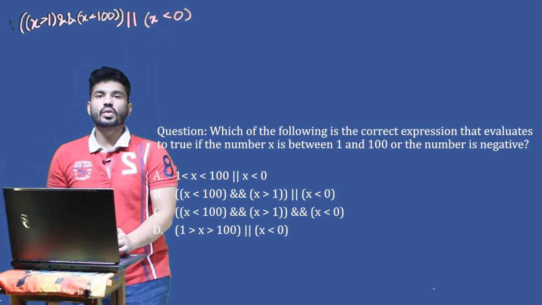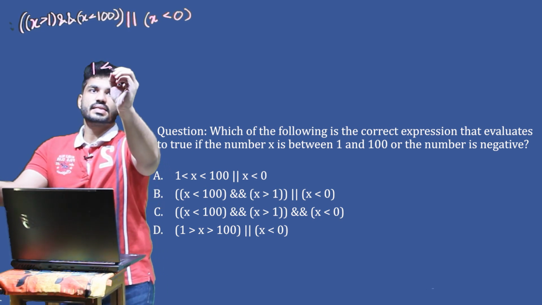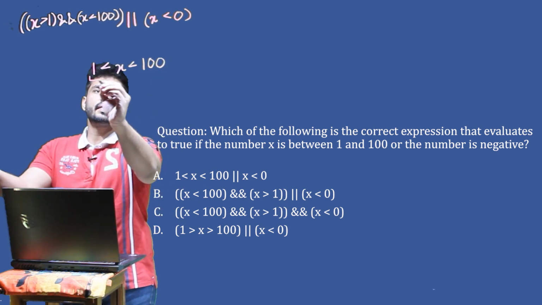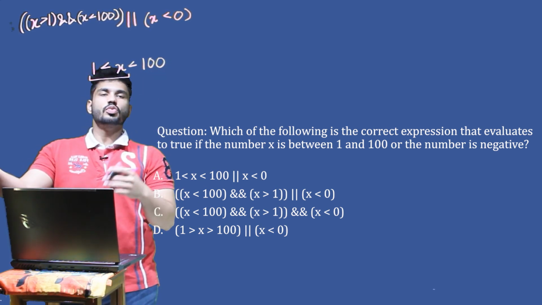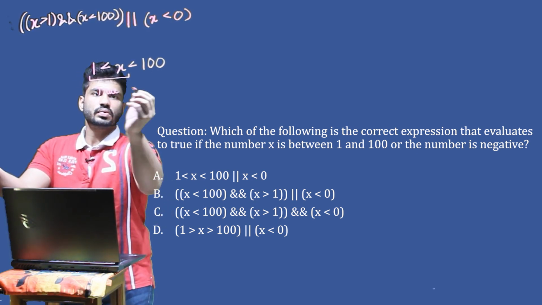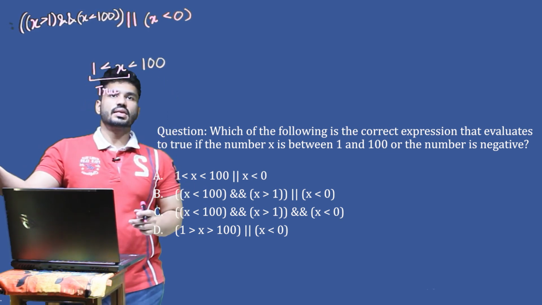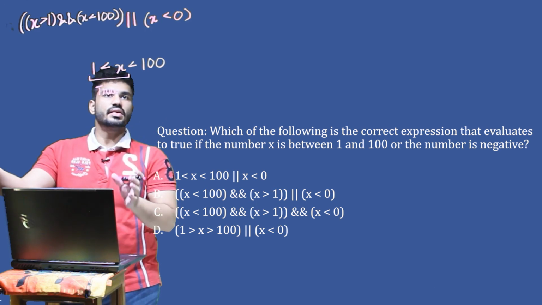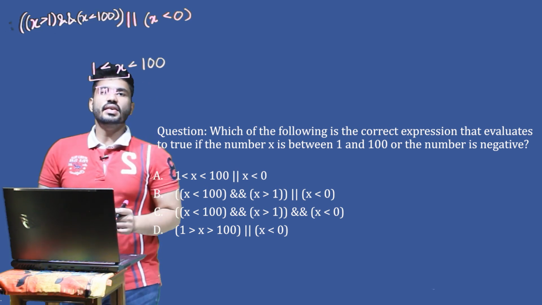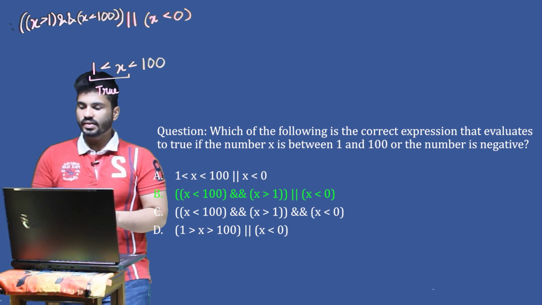Now let's see which of these following options are correct. In option A, we have 1 less than x less than 100. Here what will happen is, this gets evaluated first. So x has to be greater than 1. If this gets evaluated to true, we have a boolean on this side, then a less than operator and an integer on the other side. So we cannot have an operator like this where we have a boolean on one side and an integer on the other. So this will give an error. Option B is same as what we have written, so option B is correct.